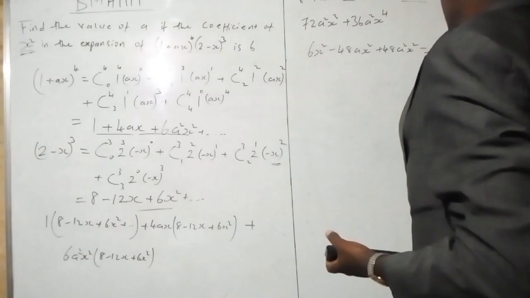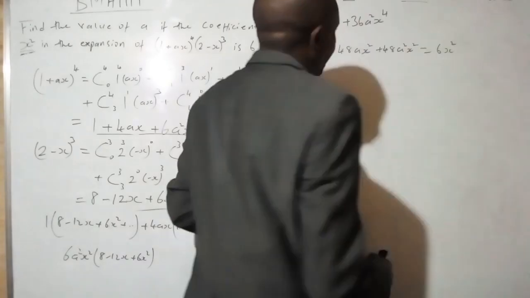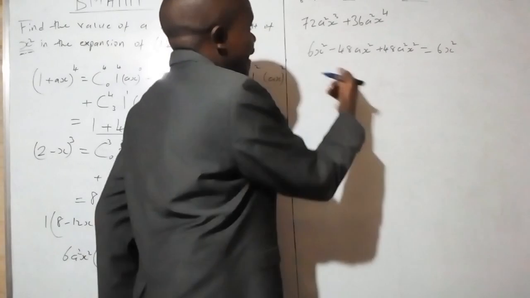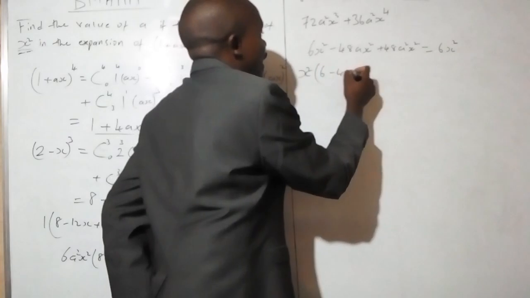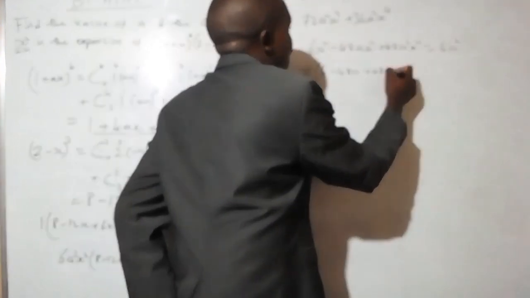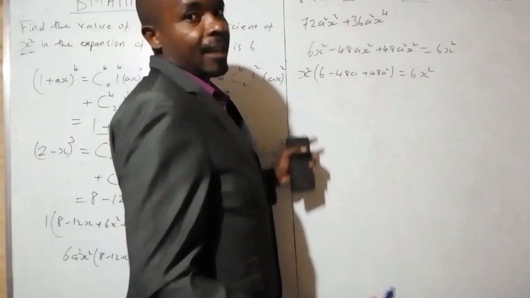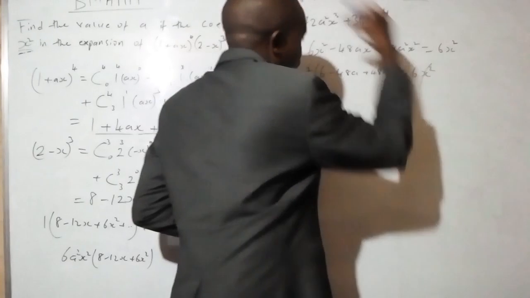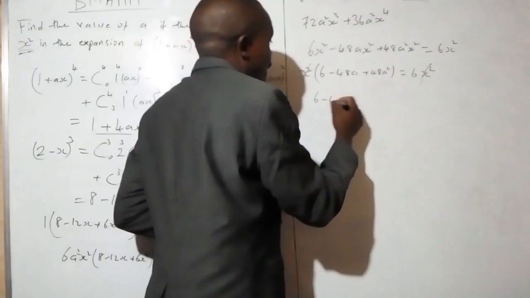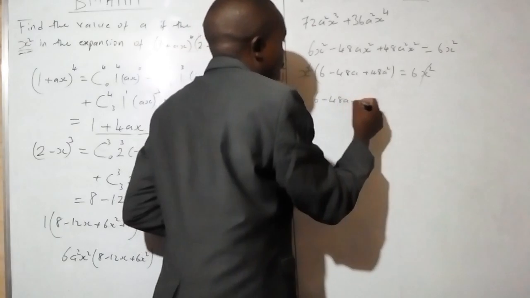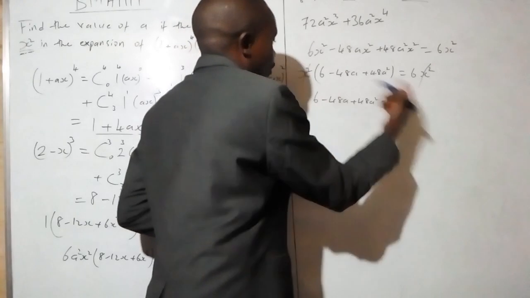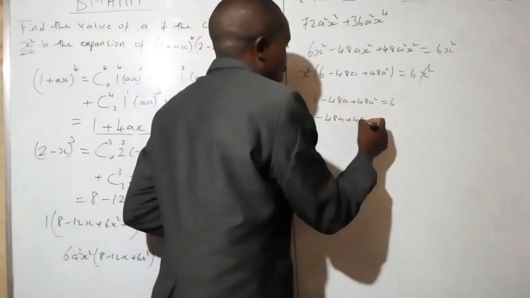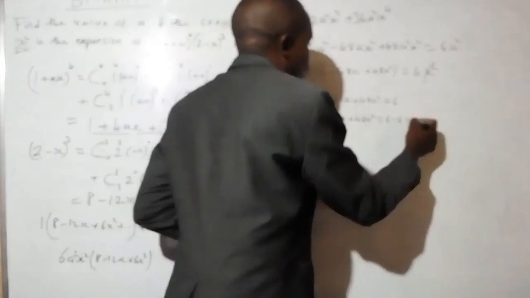That being the case, we can take x squared outside the bracket: x squared times (6 - 48a + 48a squared) equals 6x squared. So the x squared on the left and right hand side cancel out, and we have 6 - 48a + 48a squared = 6. Then we take this 6 to the other side: -48a + 48a squared = 6 - 6, which is 0. We rearrange: 48a squared - 48a = 0.